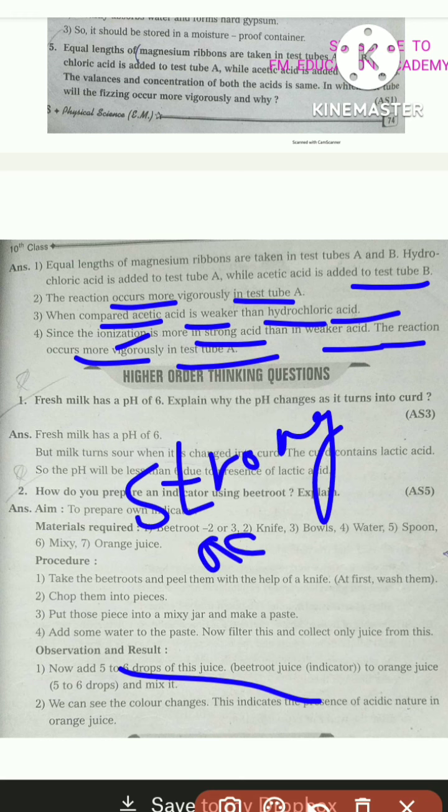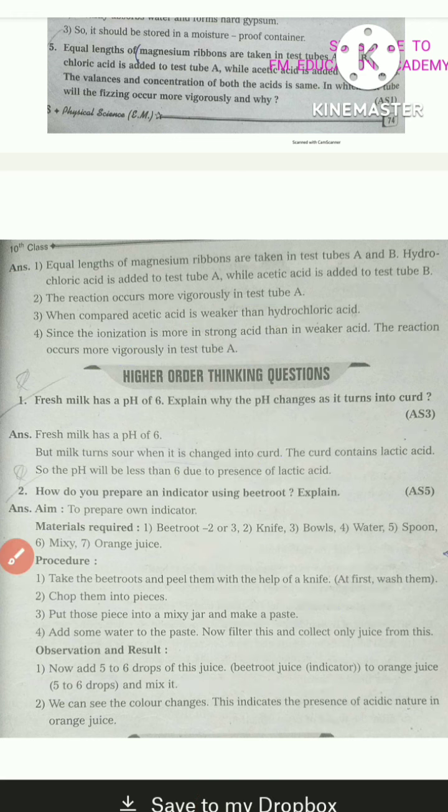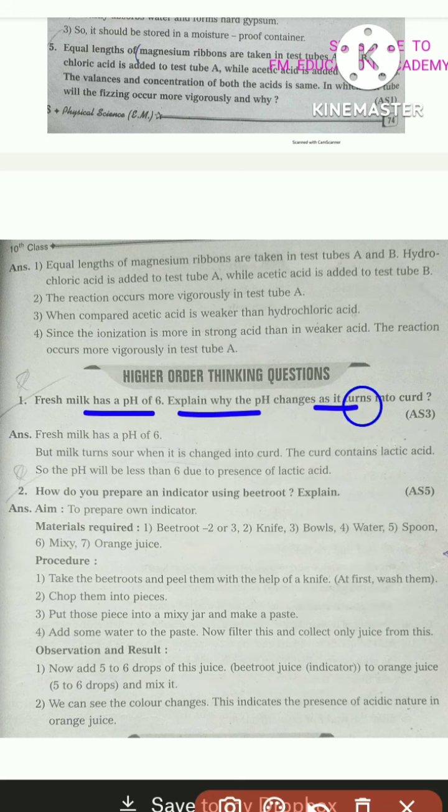So strong acid plus magnesium ribbon will give a more vigorous reaction. More vigorous reaction means a faster reaction when compared to weak acid plus magnesium. Then higher order thinking skills, we have 2 questions. So the last 2 questions. Fresh milk has a pH of 6. Explain why the pH changes as it turns into curd.